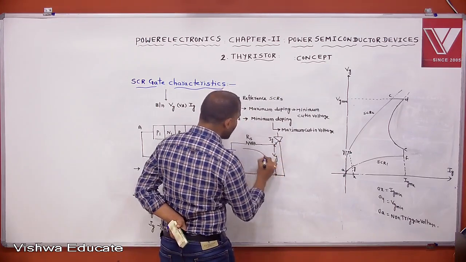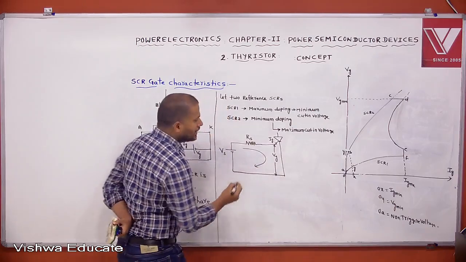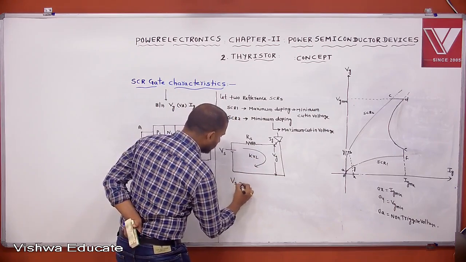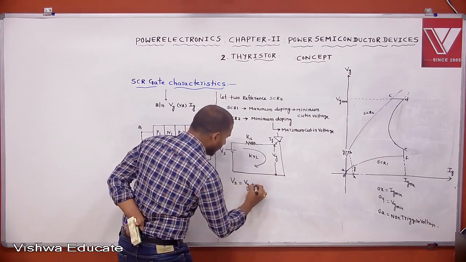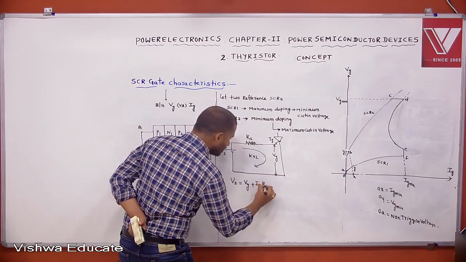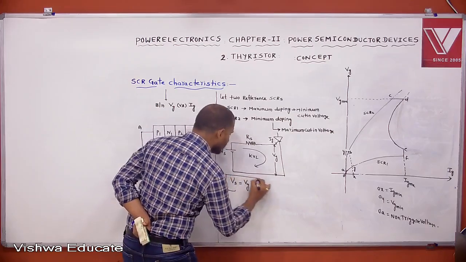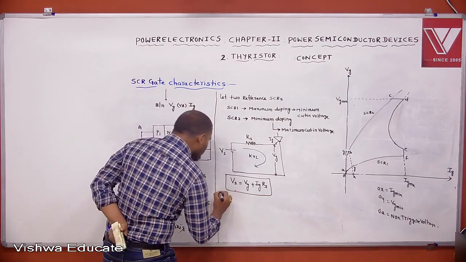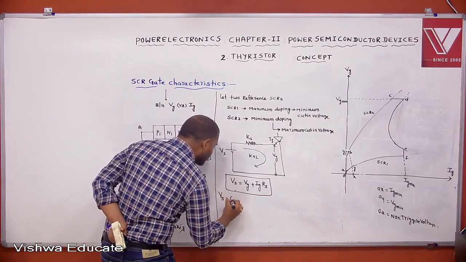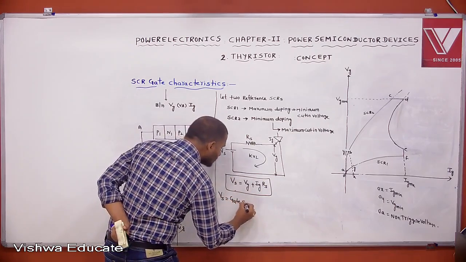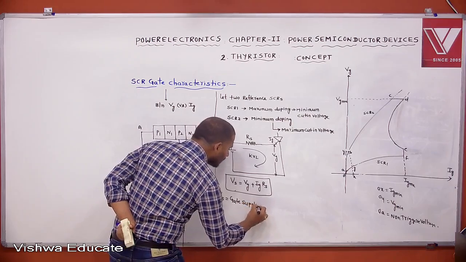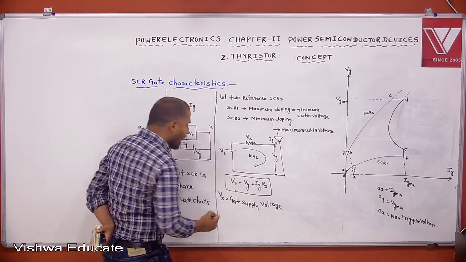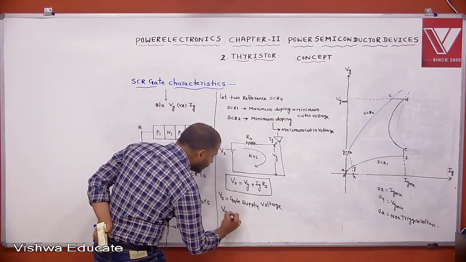Then you apply the KVL for this loop. If the KVL is applied, what can we get? We get Vs equal to Vc plus Ic into Rs, where Vs is the gate supply voltage, and Vc is the gate trigger voltage.